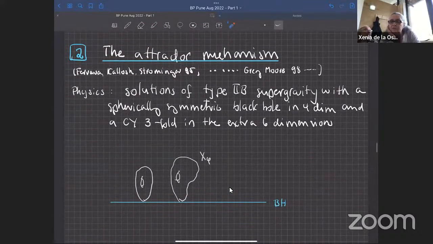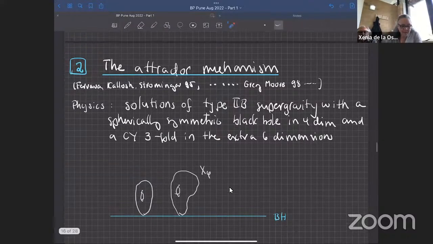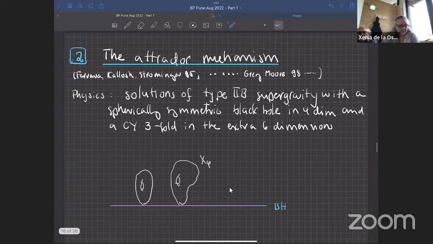Any other questions? Okay. So now I will continue with the geometry, having discussed Calabi Yau manifolds. Now I will talk about what's called the attractor mechanism in string theory. This mechanism was discovered in 1995 by Renata Kallosh, Sergio Ferrara and Andrew Strominger.